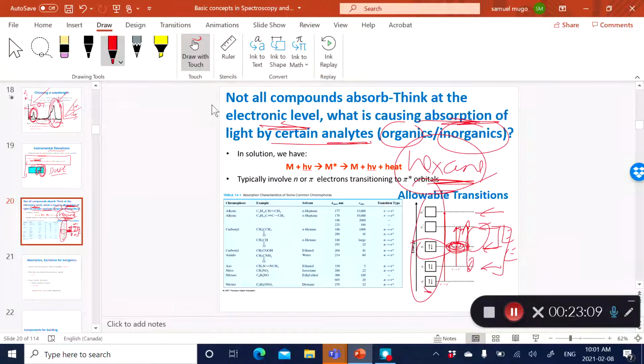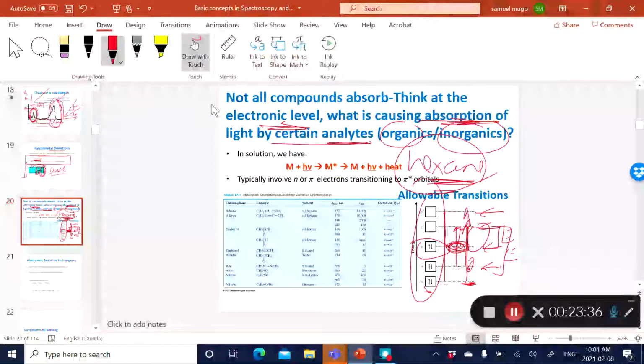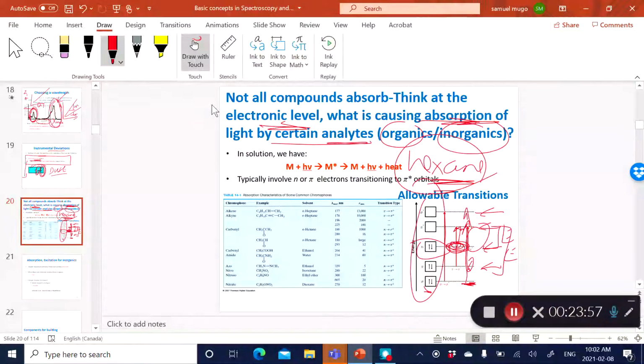On the other hand, in the case of hexane, I've got just the sigma electrons. It's very difficult for them to transition from the sigma molecular orbital all the way to the sigma star. Reason being, it's a huge energy gap, meaning that transition is not favored, because it needs a lot of energy. And that's the reason why some of these analytes do not absorb: the energy gap that's available is so large that you wouldn't be able to get light that has enough energy to cause that kind of transition. So take note of this then.